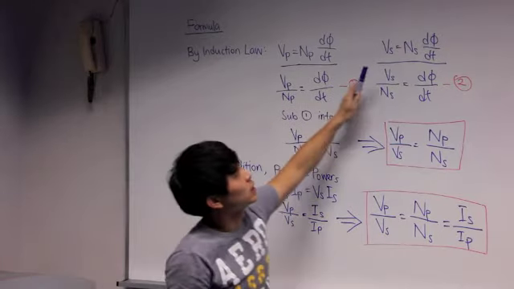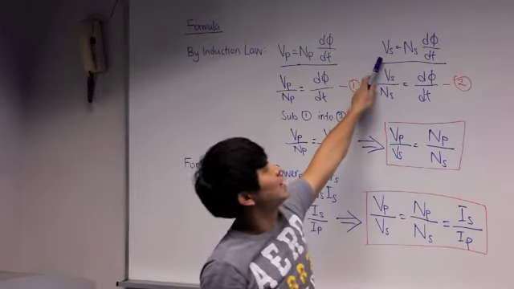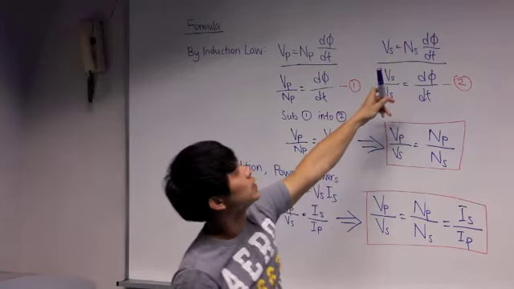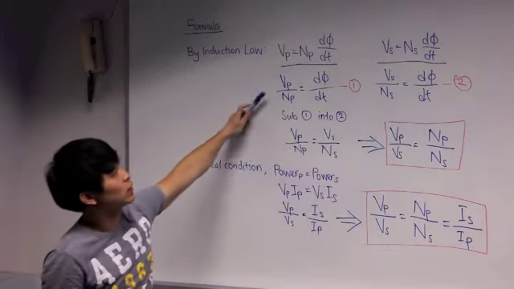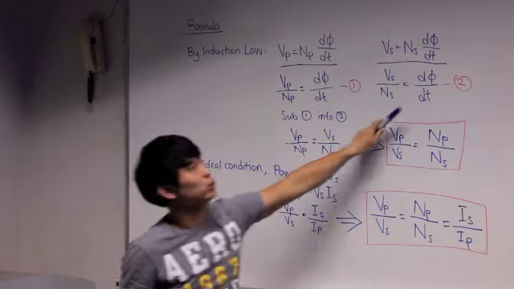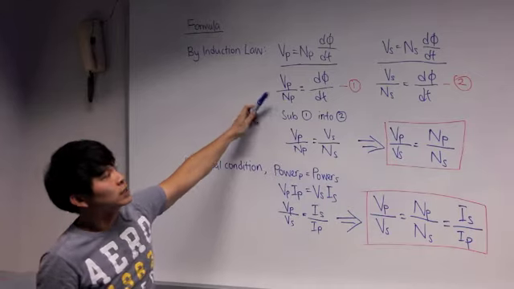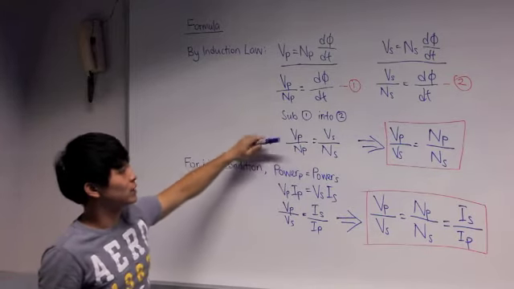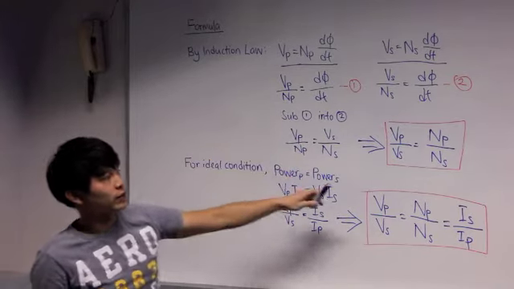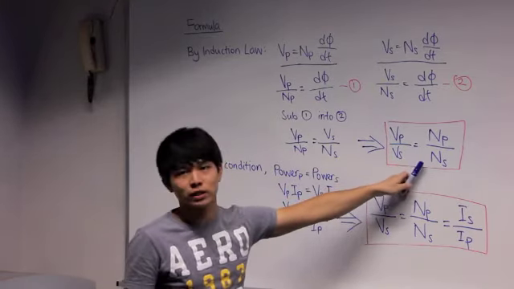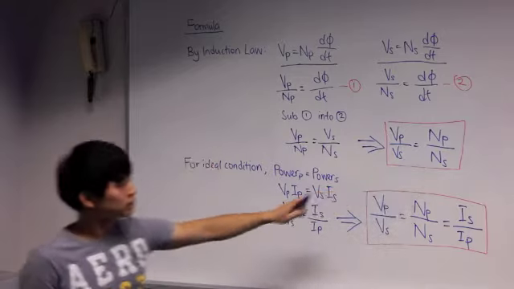The same goes for the secondary equation, where Vs equals Ns multiplied by the derivative of the magnetic flux over time. Solving both, you have equation 1 and equation 2 by shifting the number of windings over. Substituting 1 into 2, you have Vp over Vs equals Np over Ns, which is the turns ratio formula.